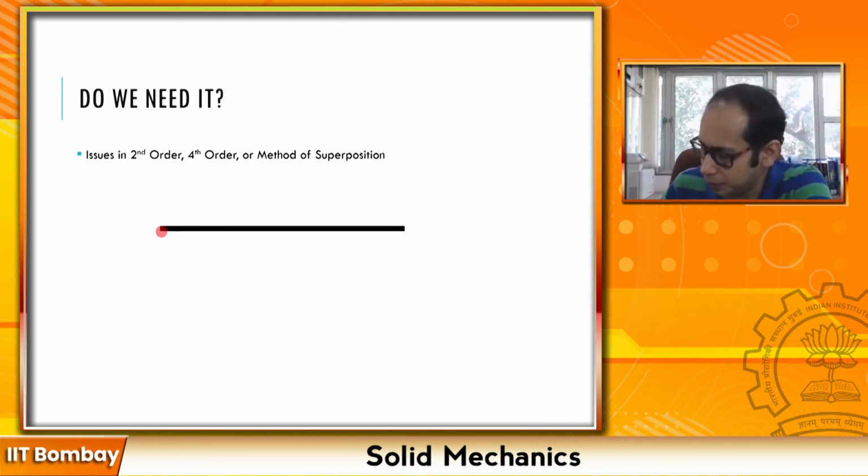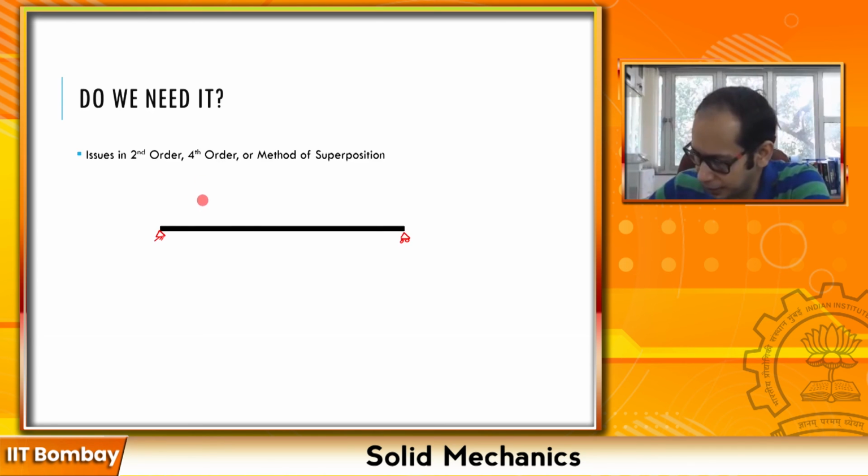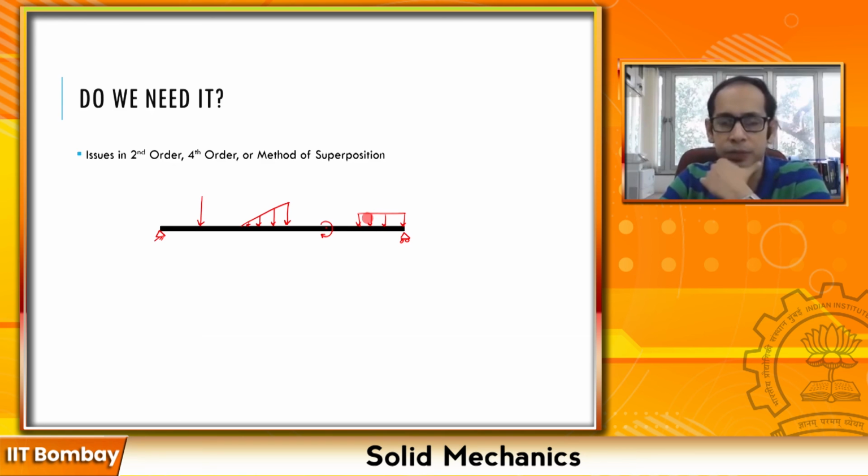Suppose, for example, you have a beam. Suppose the beam has simple supports and a variety of different loadings. For example, let's say the beam has a point load somewhere, a triangular load somewhere, maybe a point couple somewhere, maybe a uniformly distributed load at the very end over here. Okay. So suppose you are given a beam like this, where at different points of the beam you're asked to find the deflections or the slope and so on.